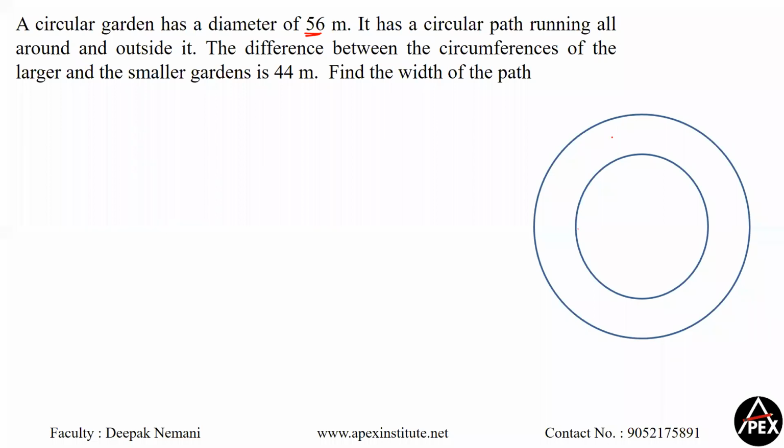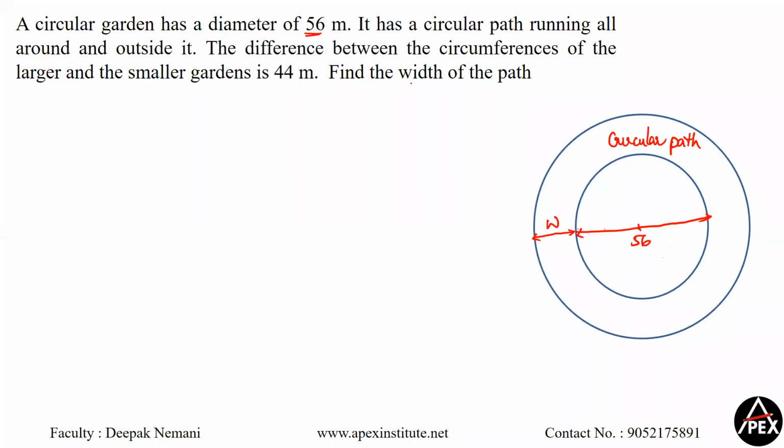Okay, so this is the circular path, isn't it? And this is the park. So this value is 56. If it were said that it has a circular path running all around and inside it, then the circular path would look different. But the circular path is outside the circle, so the inner diameter is 56. Now let me consider the width of the path as W.